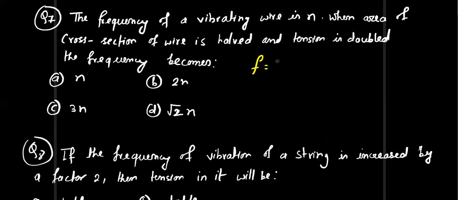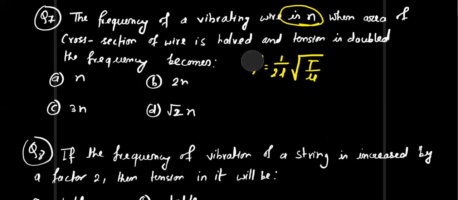We have the expression for the fundamental mode of vibration for a wire: f equal to 1 by 2L root over T by mu, where mu is the mass per unit length. In the first case it is given that the fundamental frequency is n, so here I am going to replace this f by n.